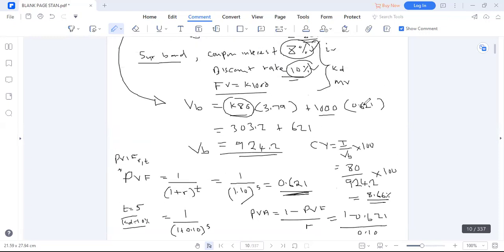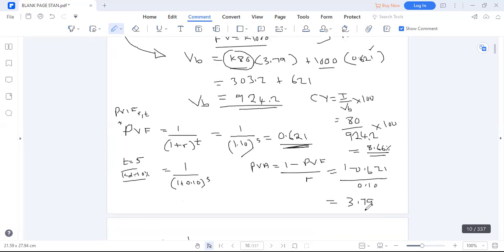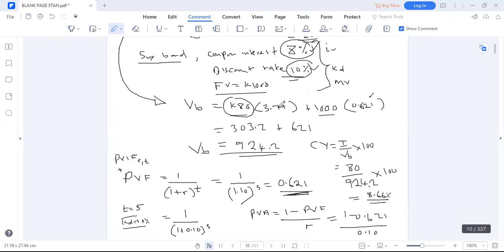We're going to feed this in here. Then to calculate the present value annuity factor, the formula is 1 minus PVF over r. So 1 minus the answer we got here, which is 0.621, divided by the interest rate of 10% that we're using in this case. So 1 minus 0.621 over 10%. We're going to get 3.79. So this is the value that we put here, 3.79. When we compute all this, we're going to get 303 plus 621, which is 924.